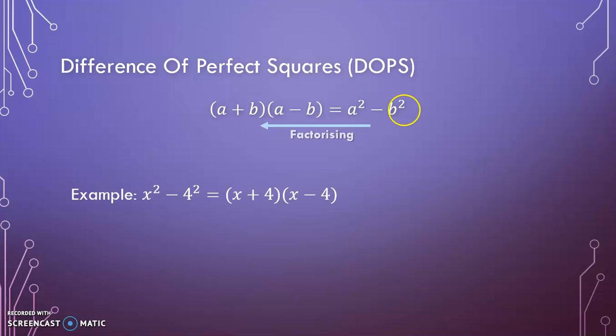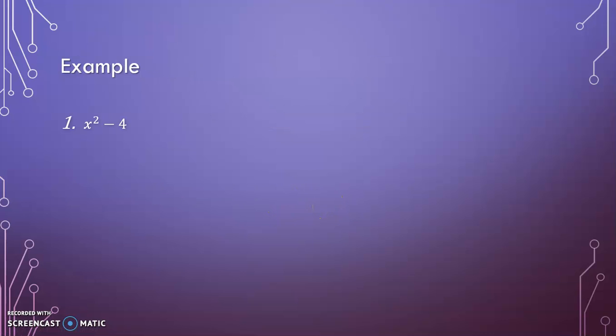Now, an example is if I write x squared take away 4 squared, then we can easily go back using the formula: (x + 4)(x - 4). But what we need to pay attention to is that sometimes the number, especially the number, does not necessarily appear in a perfect square form. But we should know that 4 is 2 squared.